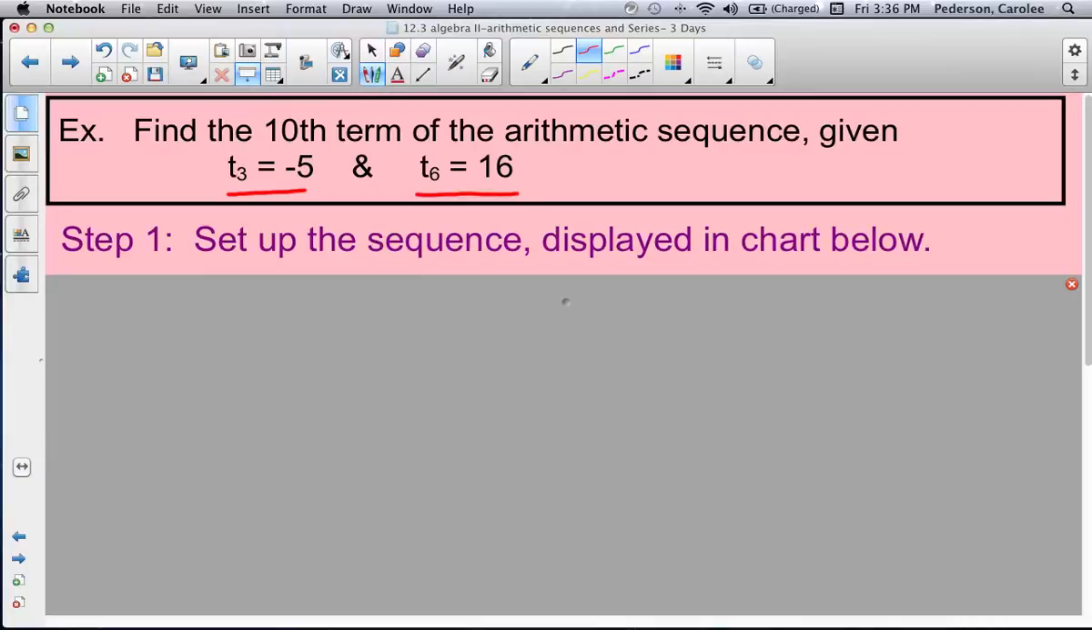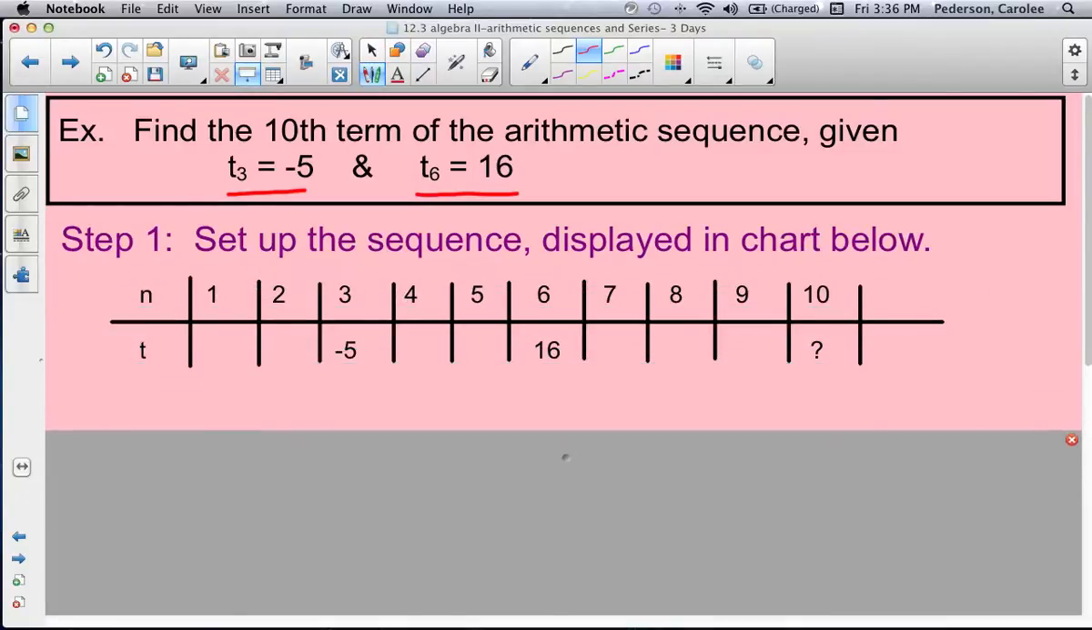So I've set up a picture, and I made a chart. The top of the chart is the term sequence, and then the number of terms in the sequence. So we give you term 3, which is -5. So here is our term 3, and our value is -5. And then over here, term 6, which is 16. So there's term 6, and the value is 16.